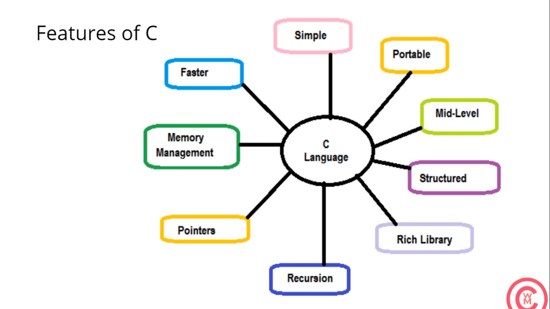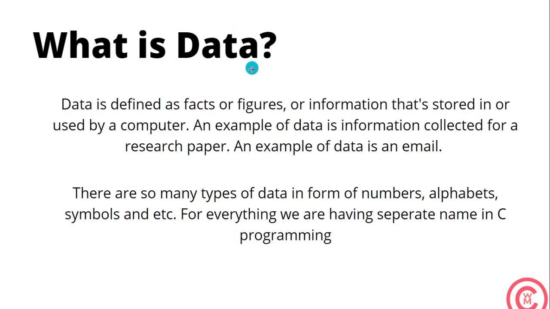And next we will see what is data. So data is defined as facts or figures or information that's stored in or used by a computer. An example of data is information collected for a research paper. An example of data is an email. Everything is data. Without data we can't work with anything. So there are so many types of data in the form of numbers, alphabets, symbols, etc. For everything we have a separate name in C programming.